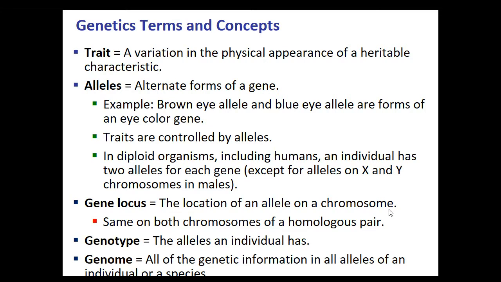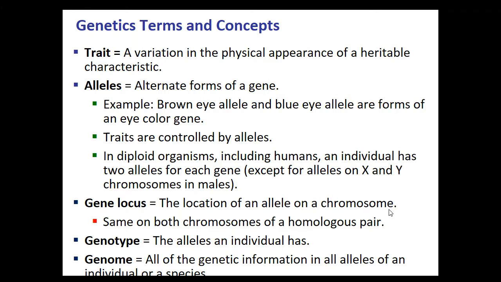Because you have pairs of chromosomes, you have 2 alleles for each gene, except on the X and Y. The X and Y chromosome, if you're a male, you have 1 X chromosome and 1 Y chromosome. The kind of genes that are on your X chromosome are not the same as the kind that are on your Y chromosome. So you only have 1 of each gene that's on your Y chromosome and 1 of each gene that's on your X chromosome if you're a male.